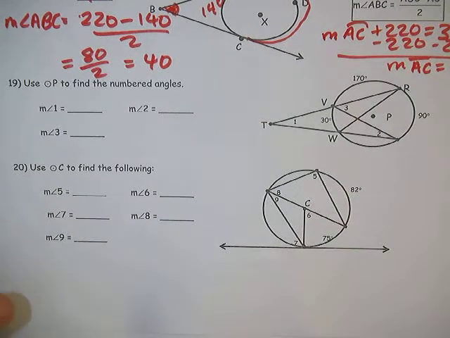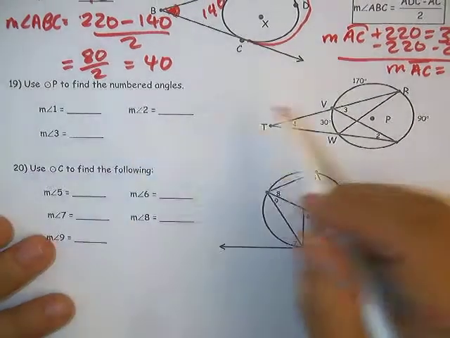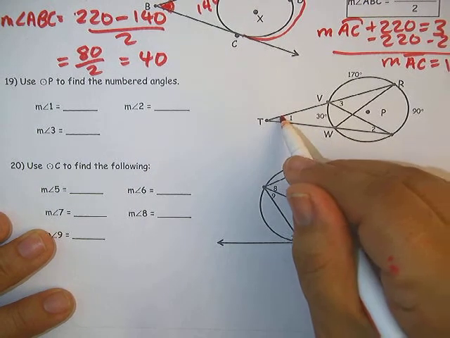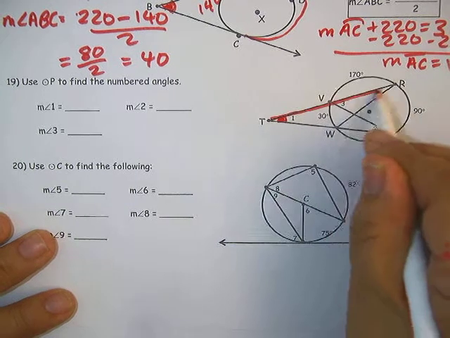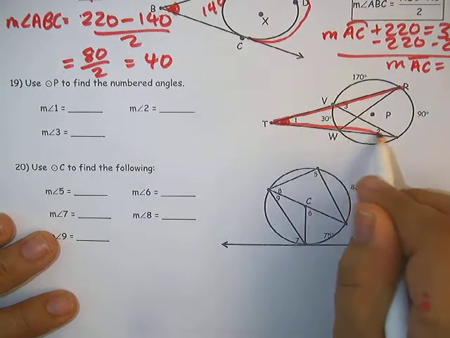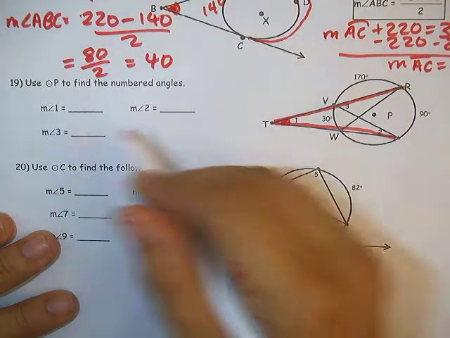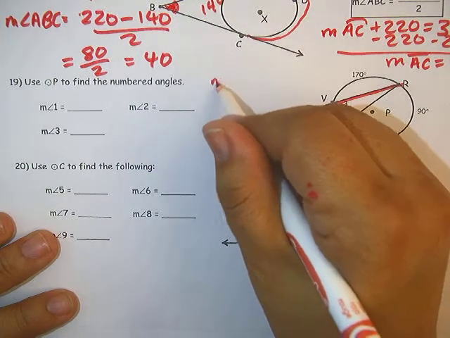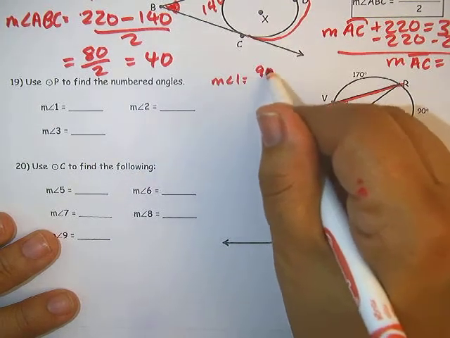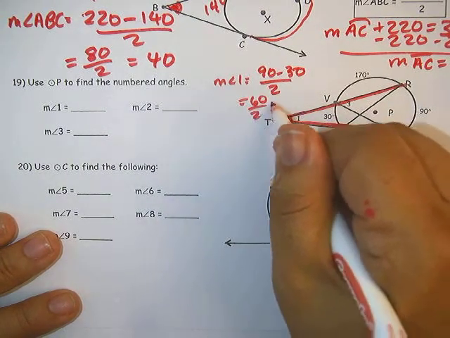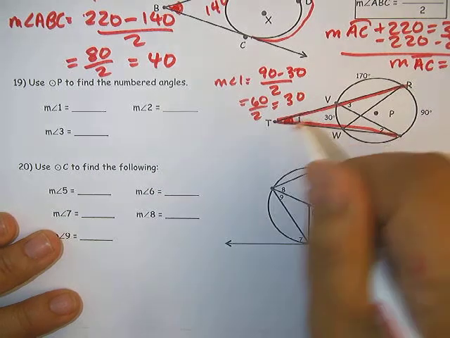Problem 19 on your review. Use circle P to find the numbered angles. So first of all, angle 1, which is right here, and you can see it creates this segment like our other problems. It's really straightforward. It's the 90 minus the 30 divided by 2. So measure of angle 1 equals 90 minus 30 divided by 2, which is 60 divided by 2, which is 30. So this is 30 degrees in here.